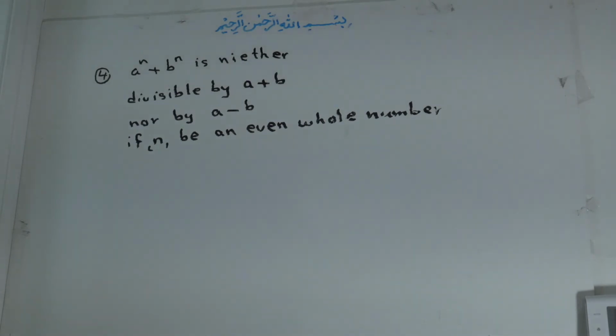It means that if we have a to the power of n plus b to the power of n, and n is an even number, meaning 2, 4, 6, 8, then it is not divisible by a plus b and not divisible by a minus b.